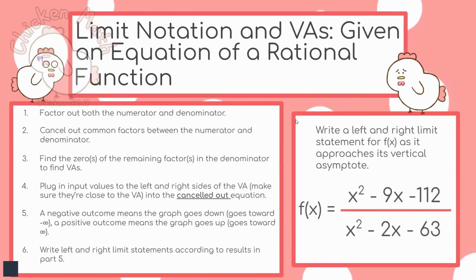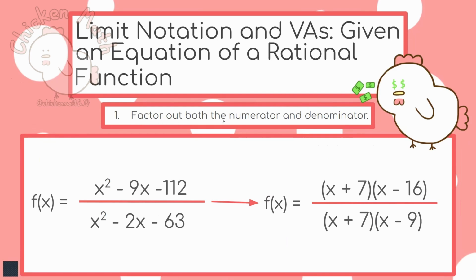So now we're going to figure out how to write the left and right limit statements for a rational function as it approaches its vertical asymptote. So here are the 6 steps that we're going to be going through, and here's the example we're going to be using to go through these 6 steps. So the first step is to factor out both the numerator and the denominator. So if we're given this rational function right here, we want to factor them out.